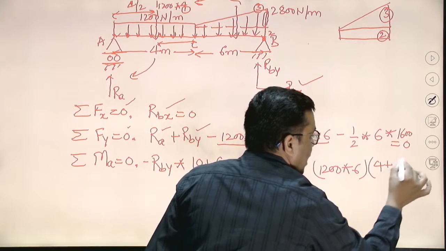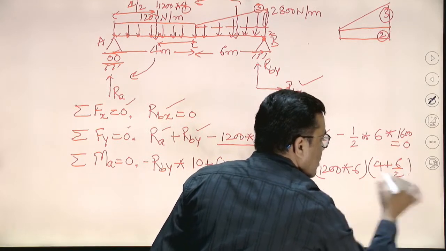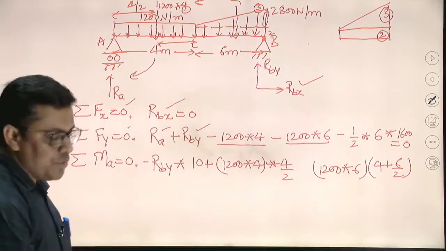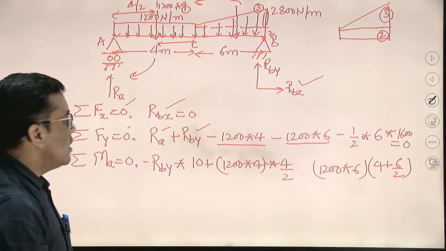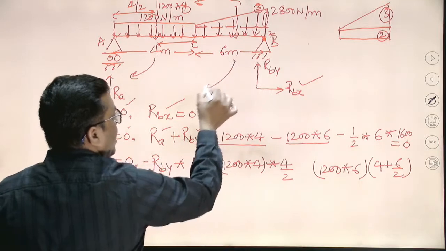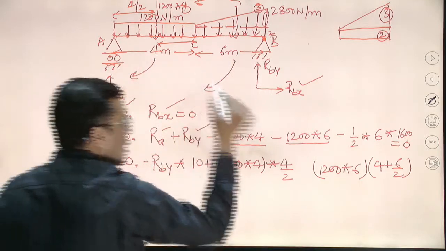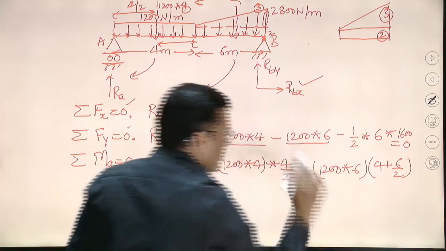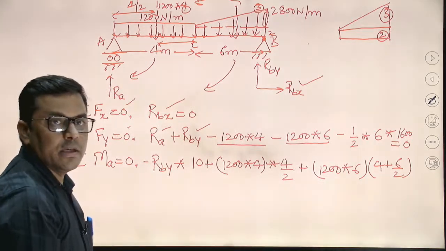4 plus midpoint of 6. So 4 plus 6 by 2. Yes. And what will be the tendency of rotation? Tendency of rotation will be clockwise.